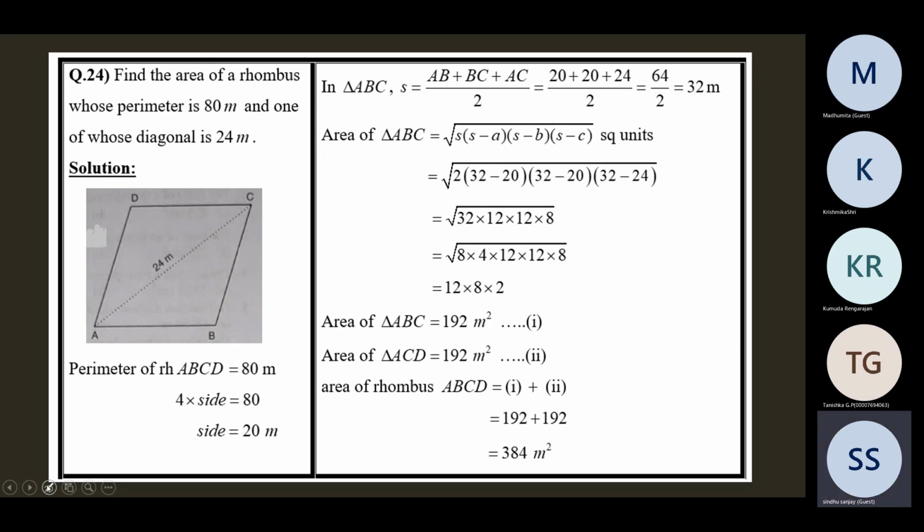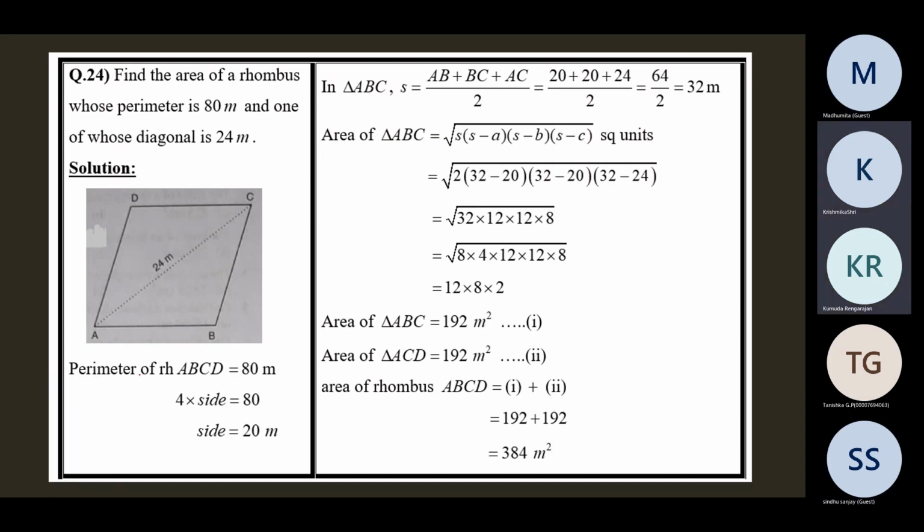Yes, ma'am. Very good. You can see the perimeter of the rhombus is 80 meters. So 4 into side is 80, side is 20. Each side is 20. So when each side is 20, I think the diagram is missing. So you have to draw the diagram.